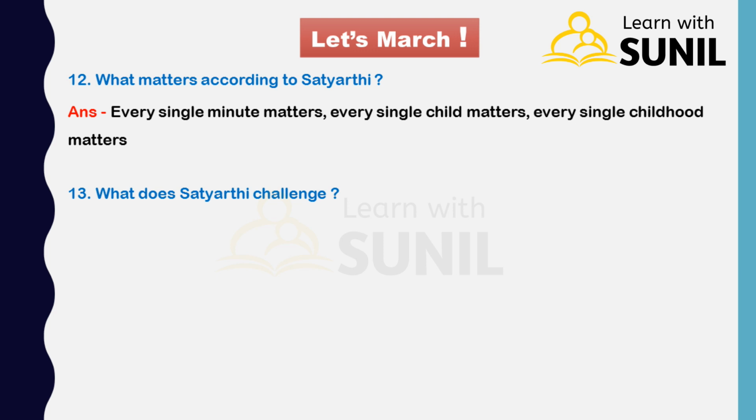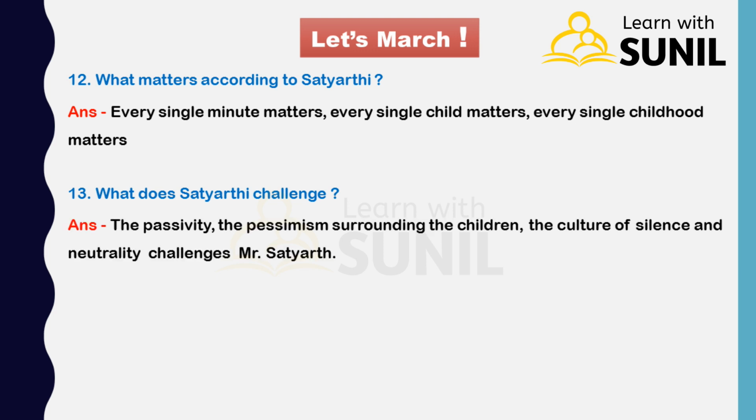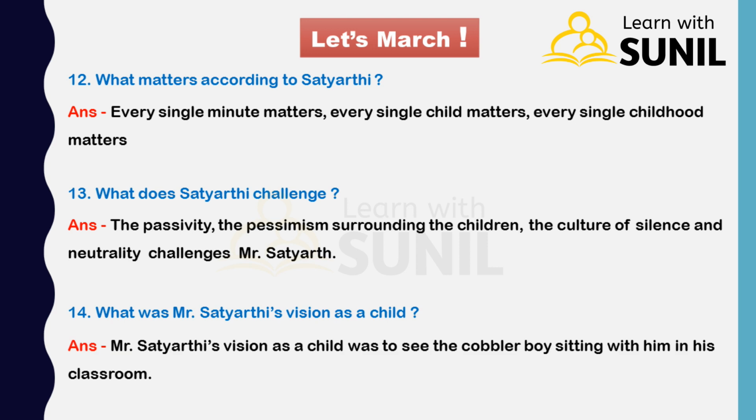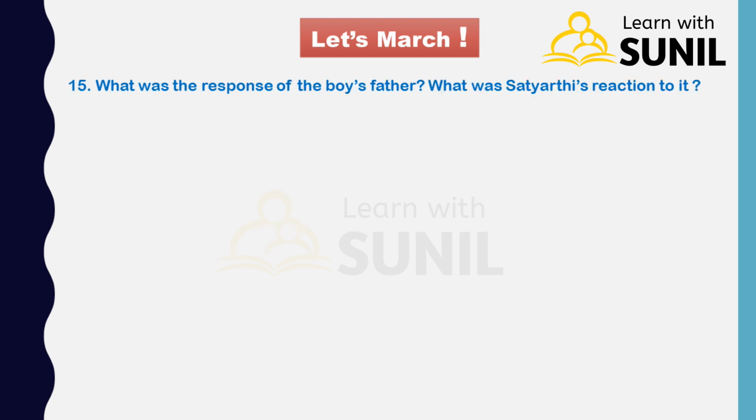Next, what does Satyarthi challenge? Answer. The passivity, the pessimism surrounding the children, the culture of neutrality challenges Mr. Satyarthi. Next, what was Mr. Satyarthi's vision as a child? Answer. Mr. Satyarthi's vision as a child was to see the cobbler's boy sitting with him in his classroom.